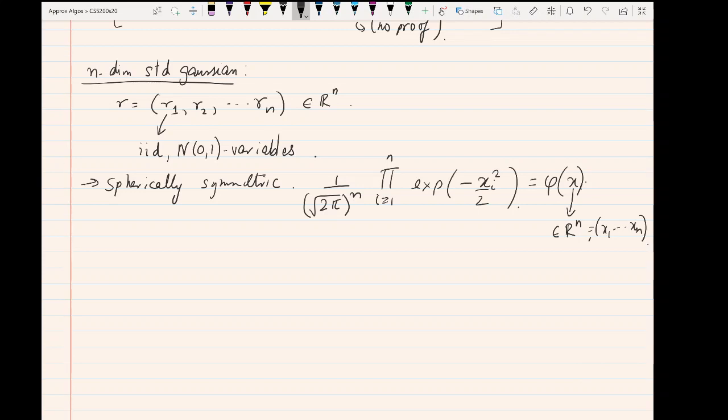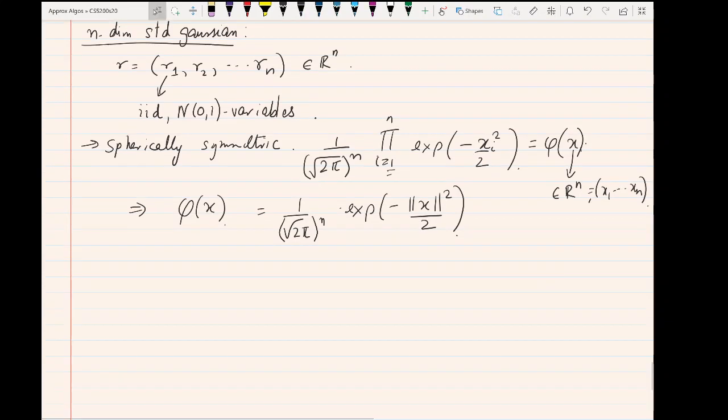Now if you look at this, it is nothing but the 2 norm of x, because once you multiply out all the coordinates in the exponentials, the xi squares add up to give you norm of x squared. So what does this mean?